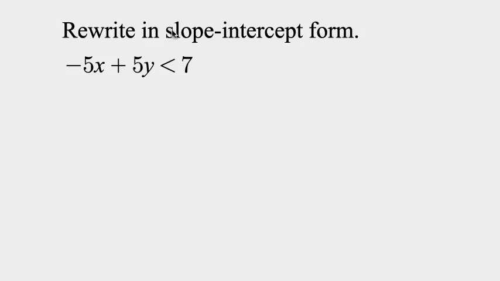All right, these last two examples, we are going to rewrite inequalities in slope-intercept form. It's a lot of times helpful to get your inequalities and equations in slope-intercept form. Slope-intercept form is y equals mx plus b. In this case, we will have an inequality instead of an equal sign. All right, we're trying to get y by itself. So let's go ahead and add 5x to both sides.